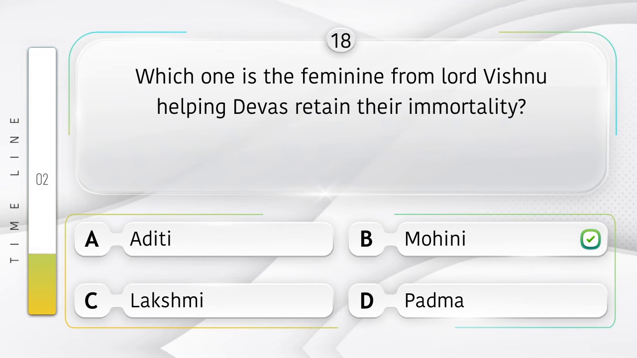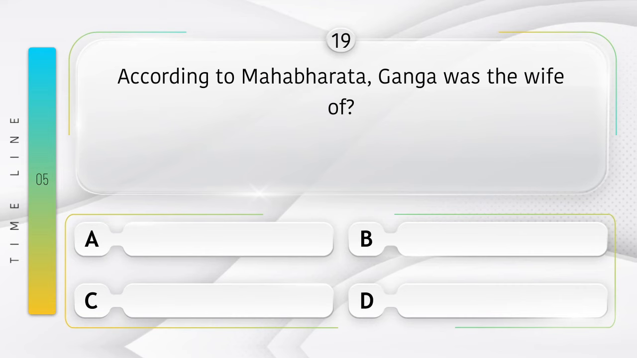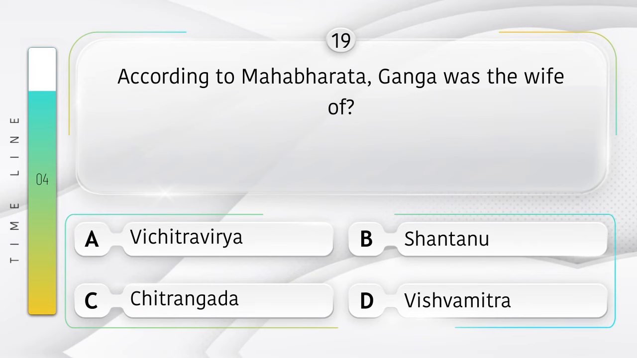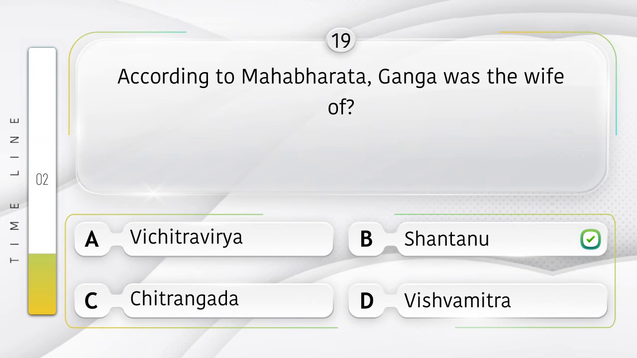According to Mahabharat, Ganga was the wife of? Option A. Vichitravirya, B. Shantanu, C. Chitrangda, D. Vishwamitra. Answer is option B. Shantanu.